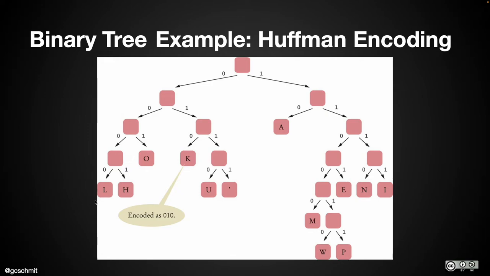We have 2 bits left, and it's a 1, 0 again, and we know that's an A. So this sequence of bits encoded the word koala. Kind of neat. So a neat application here of binary trees that we're going to explore more later.